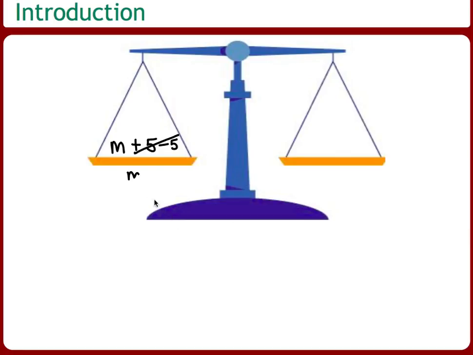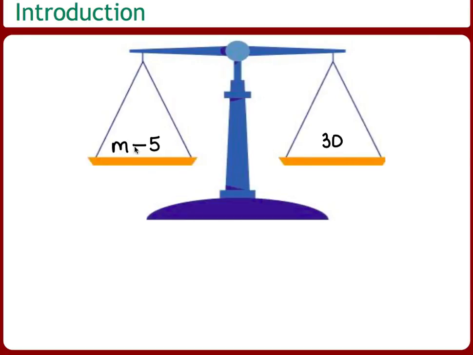Let's go ahead and look at a slightly different example. So again, let's use m. We've got some variable m, we're not sure how much it weighs. And then if we took off 5 from that, let's say we would get 30. So in this case, our equation is m minus 5 is equal to 30.